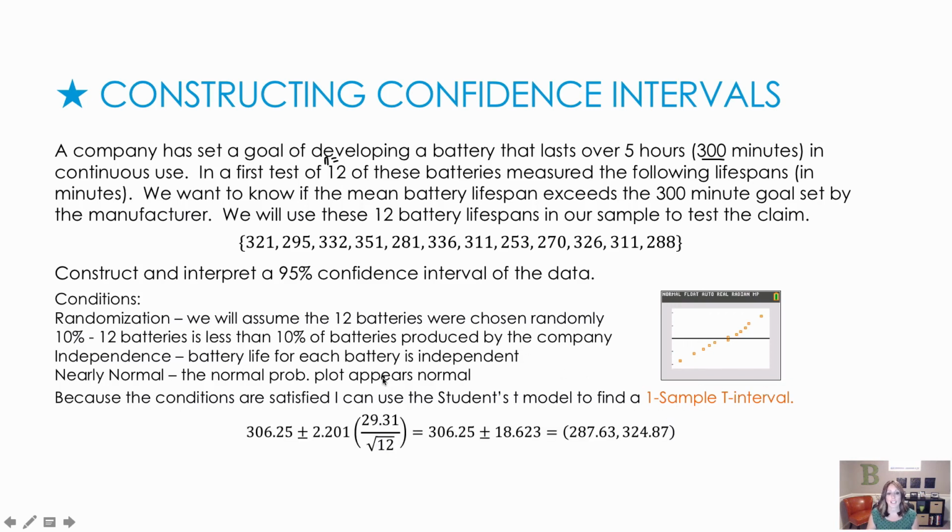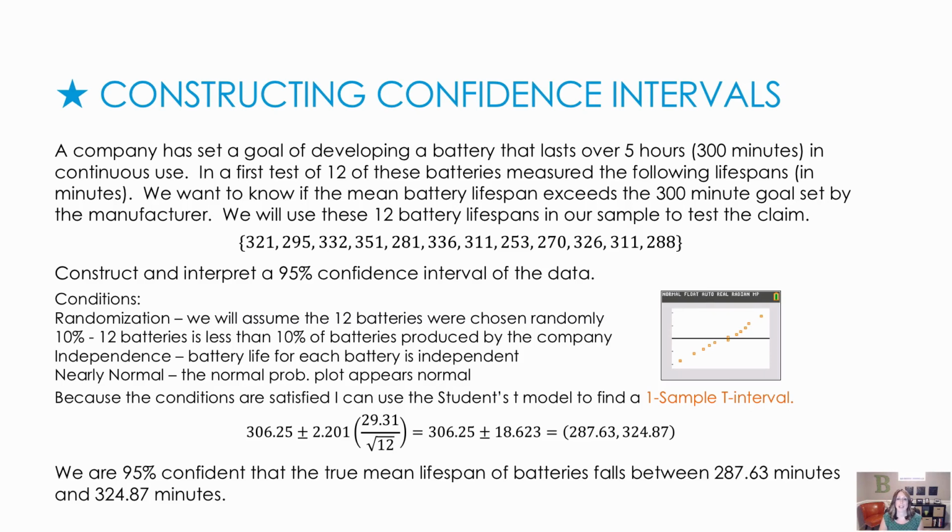Now I'm going to utilize some technology to find that my mean was 306.25, my standard deviation was 29.31, and my critical value, or t star, for 11 was 2.201. Then of course I'm just going to calculate that value to get 18.623, and then here is my interval. Then of course I'm just going to finish by writing my conclusion, which is that I'm 95% confident that the true mean lifespan of batteries falls between essentially those 2 values, which is 287.63 minutes and 324.87 minutes.